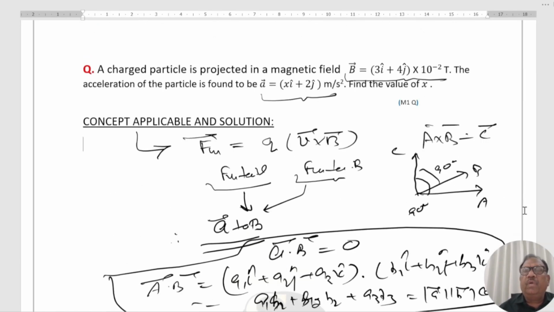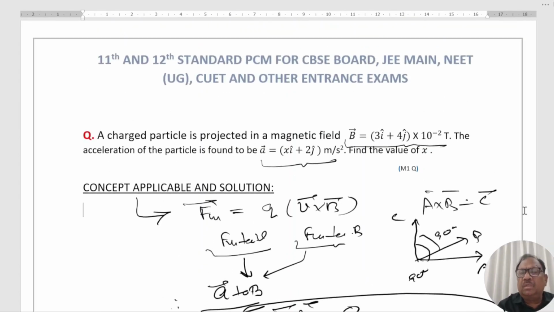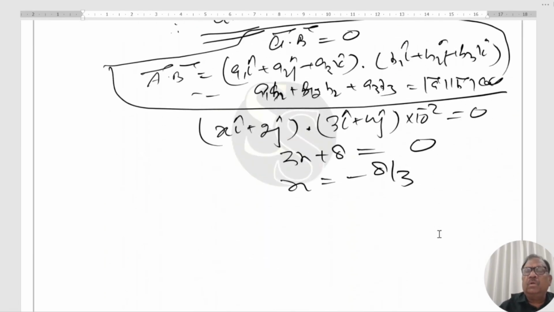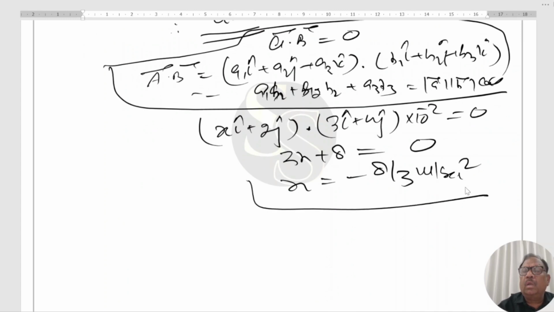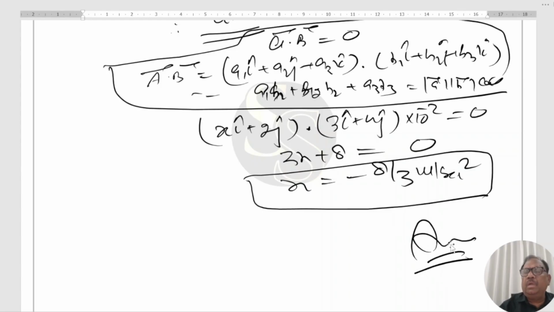What will be the unit of x? Because x is in the expression of acceleration, two things can be added or subtracted only when they are dimensionally the same. So its unit will be meter per second square. This is the answer, right? Next question.